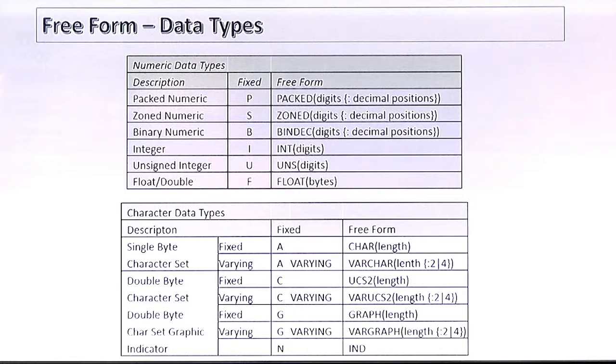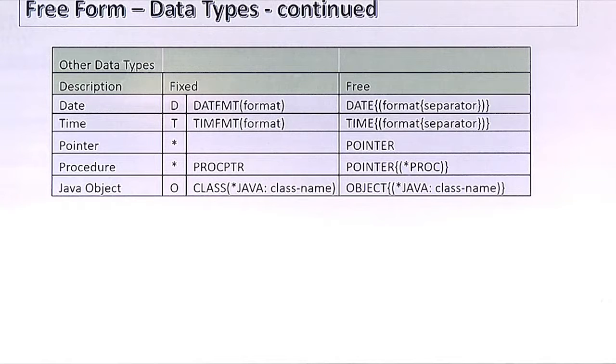And character, of course, it's just slightly different. It's not too much. It spells it out more, so you can actually read it and kind of know what it's getting at. And then there's a couple of extra things like date and time. Used to be on the fixed, it was D and T, and now it's date and time. It tells you what it is.